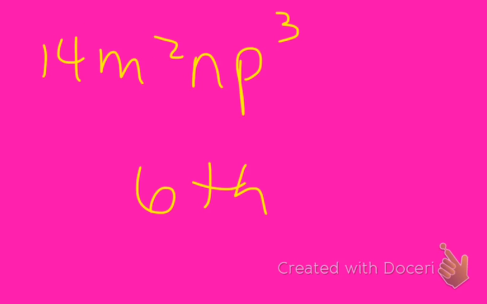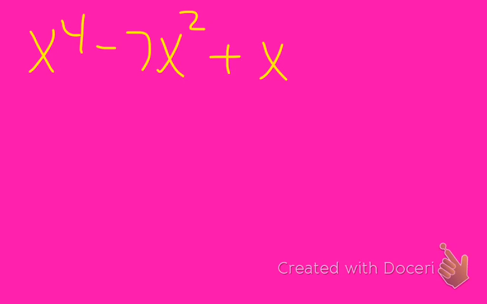Back here, this was one term. This one is multiple terms because it's separated by subtracting and adding. So it would be the 7th degree trinomial? We take the highest. This term has a 4th degree, this one has a 2nd degree, and that has a 1 degree. So this is a 4th degree trinomial. And it looks like they just want you to write the degree. So this is a 4th degree.